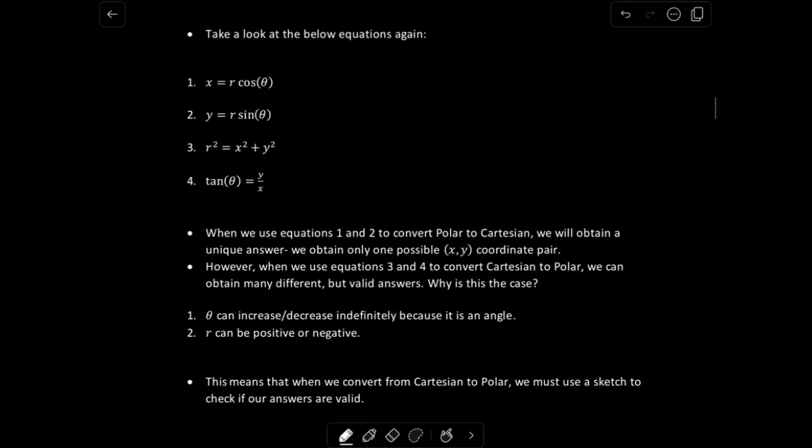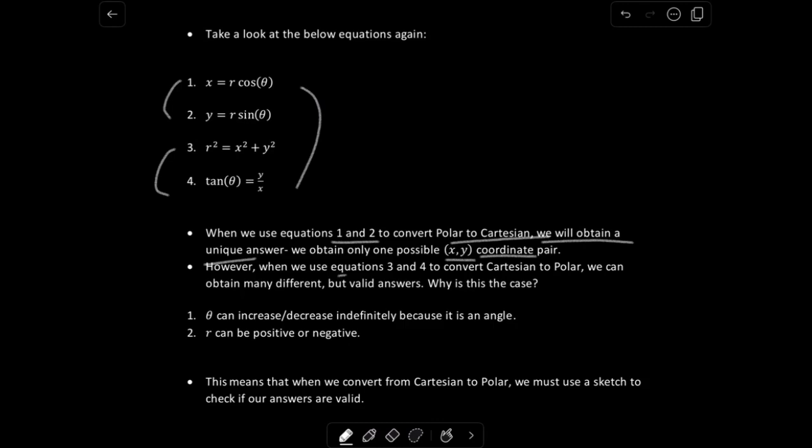So I want you to take a look at these 4 equations again. Equations 1, they convert from polar to Cartesian. Equations 2, they convert from Cartesian to polar. When we use equations 1 and 2 to convert from polar to Cartesian, we will obtain a unique answer. That means we'll only obtain one single answer. You only obtain one possible x and y coordinate pair. That's why it's unique. You only get one single answer.